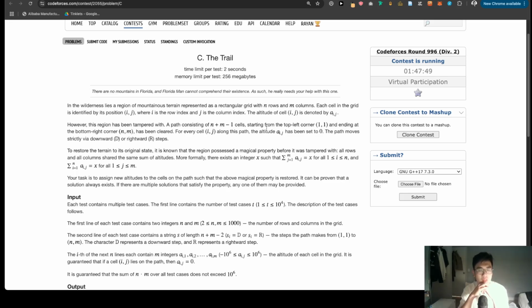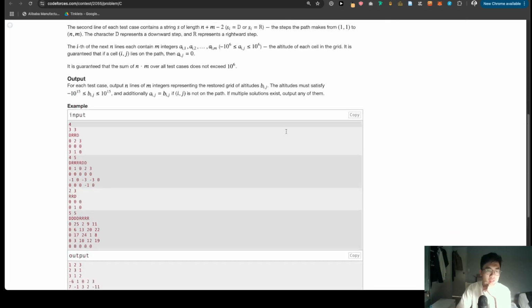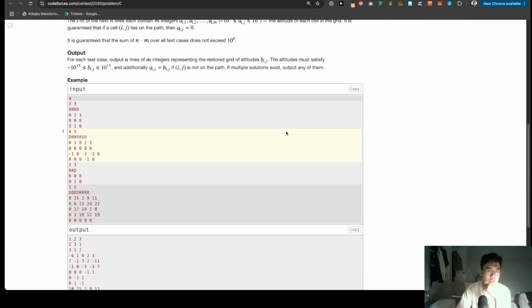Okay, to restore the terrain, it's known that in the region, all rows share the same sum of altitudes, and all columns share the same sum. So we don't know what the path is, but we know. Wait, are we given it? Like you know it's 0. Okay, so you know where the path is, right? And there only exists one path. So first of all, you've got to figure out what that path is.